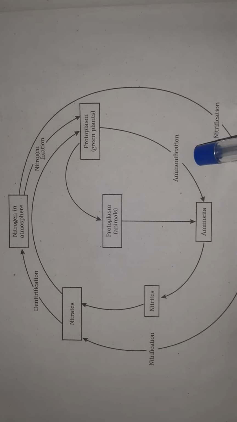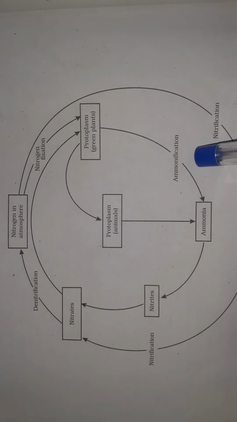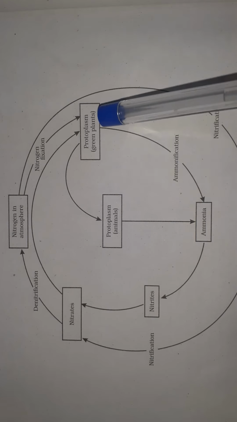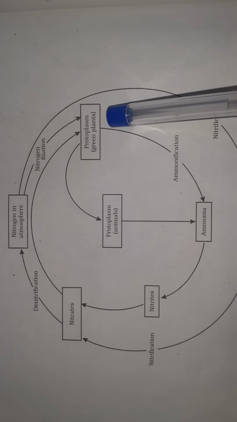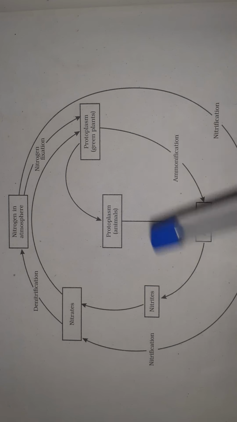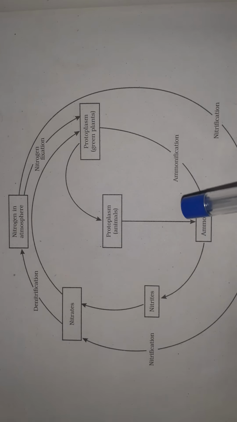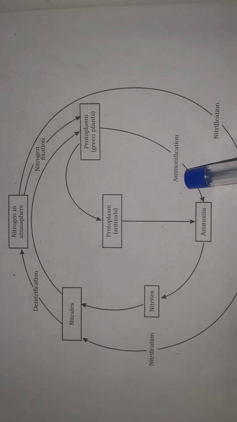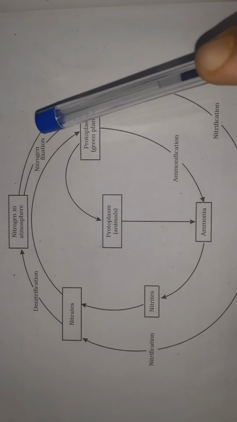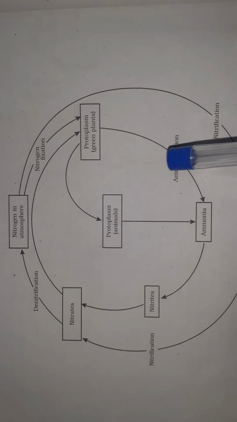Now next is ammonification. Death of the animals and plants release ammonia into the atmosphere, and animals give out ammonia along with urea and uric acid as excretory products, and the nitrogenous compounds are converted to ammonia by putrefying bacteria, and this process is called ammonification. This is step number 2. This is step 1, nitrogen fixation. This is step 2, ammonification. Now third step is nitrification.